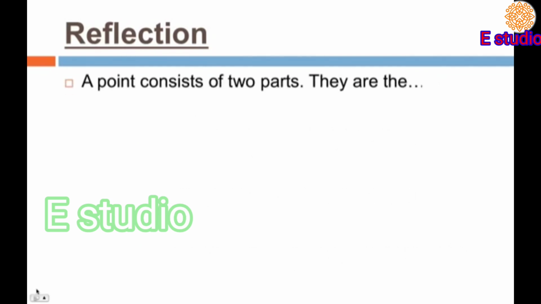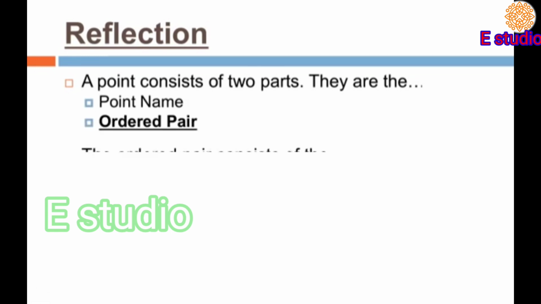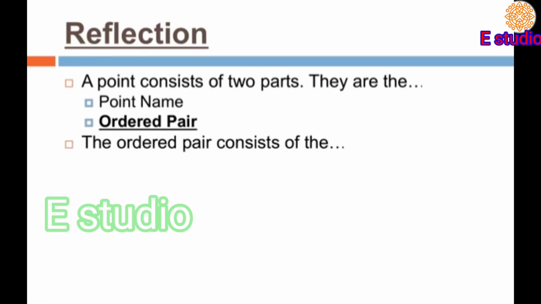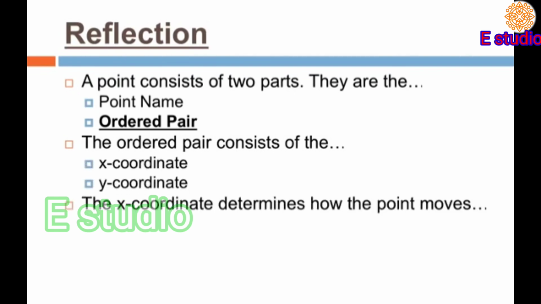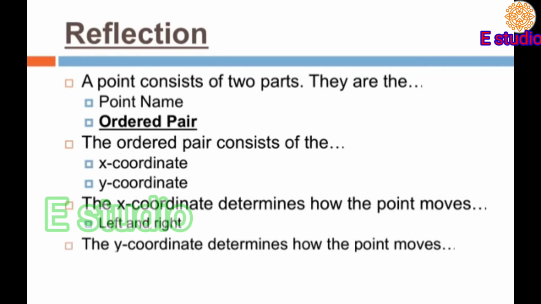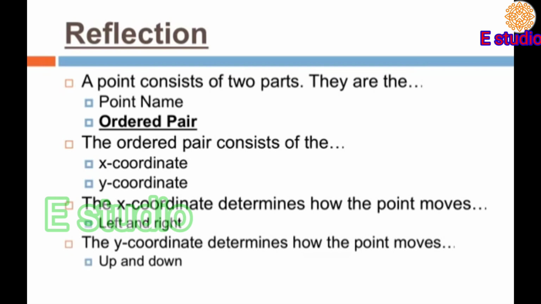A point consists of two parts. They are the point name and the ordered pair. The ordered pair consists of the x-coordinate and the y-coordinate. The x-coordinate determines how the point moves in what direction? Left and right. The y-coordinate determines how the point moves up and down.